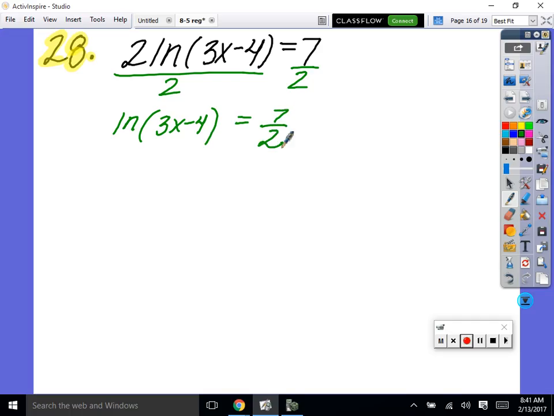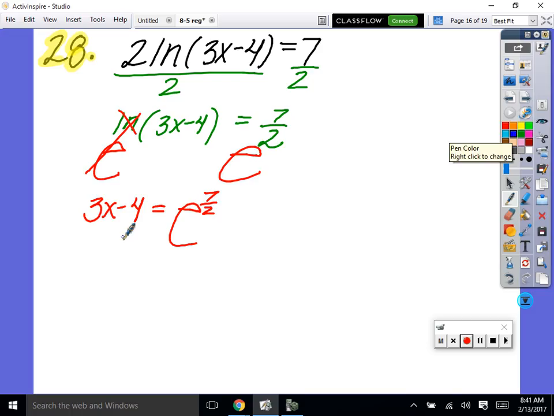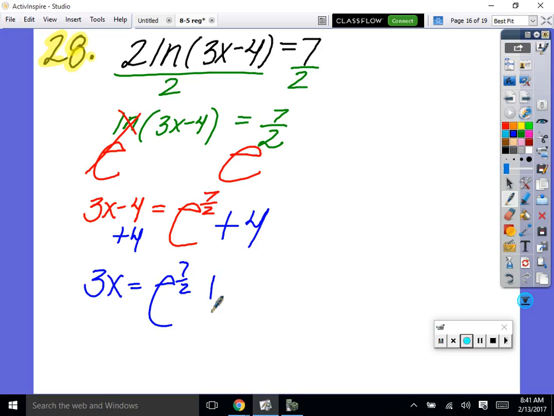Now what would we do? Undo ln. So what would we do to undo ln? E, both sides of the equation. So that's base e, right? So ln and e undo each other. So we have 3x minus 4 equals e raised to the 7/2. Next step would be to add 4 to both sides of the equation. 3x equals e raised to the 7/2 plus 4. Next step, divide both entire sides by 3, so that's x.